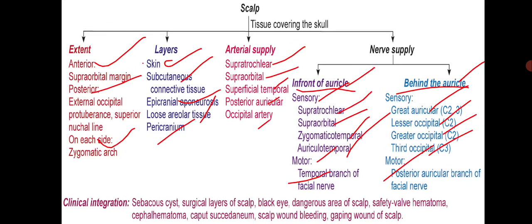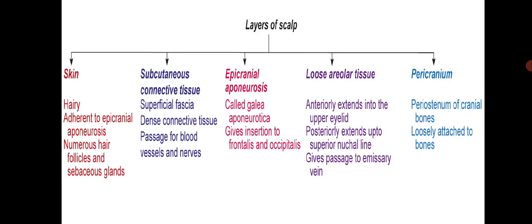The clinical anatomy of the scalp includes sebaceous cysts and surgical layers of the scalp. The first three layers, that is skin, subcutaneous connective tissue and epicranial aponeurosis, together we call the surgical layers of the scalp. Also black eye, dangerous area of the scalp, safety valve of the hematoma, cephalohematoma, caput succedaneum, scalp wounds bleeding, and gaping wounds of the scalp. So these are all clinical anatomy of the scalp.